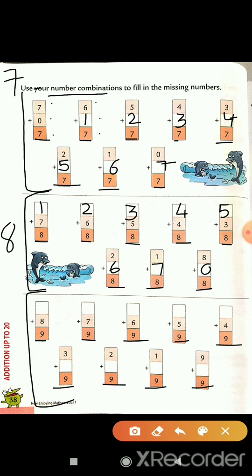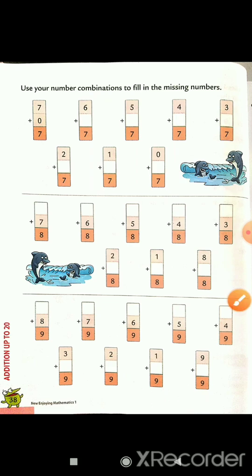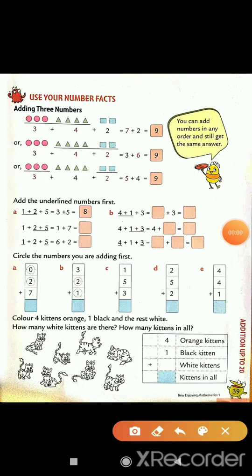Next, here all the answers are 9. So these are the combinations of 9. So this is your homework. Like 7 and 8 we did, in the same way you have to do the combinations of 9, and you have to fill all the missing numbers. Got it, students? You have to do this in your textbook only.